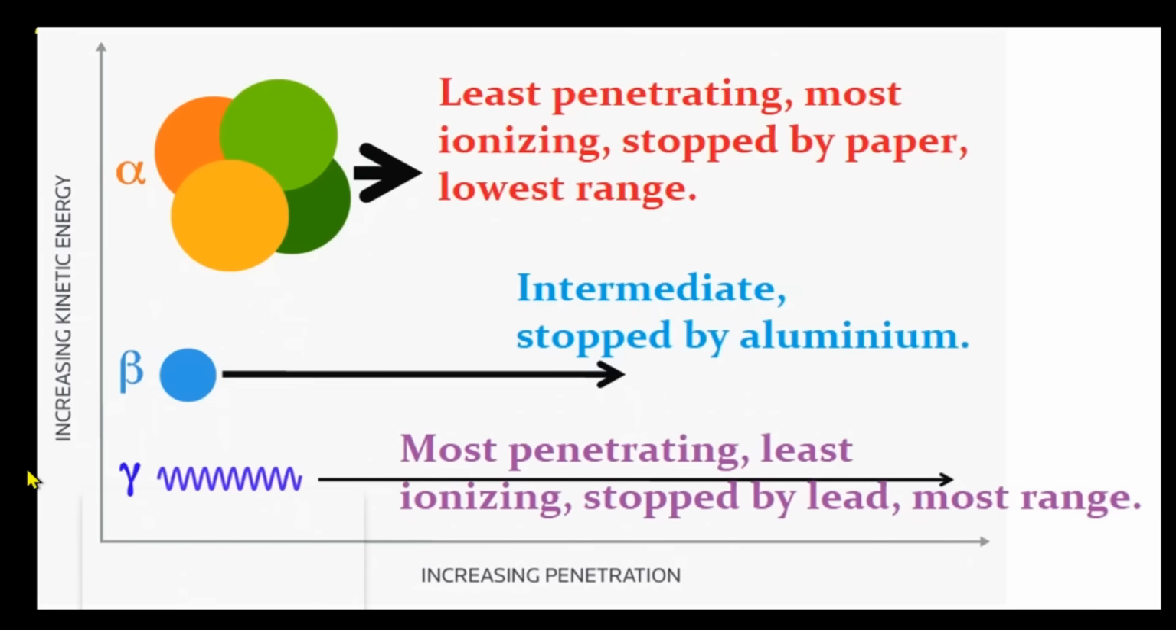The differences between the different types of radiation. Well, alpha particles are the least penetrating, the most ionizing, they are stopped by paper, and they have the lowest range. Beta particles are intermediate in all these characteristics, and they are stopped by aluminium. Gamma rays are the most penetrating, the least ionizing, and they are stopped by lead, and they have the most range.